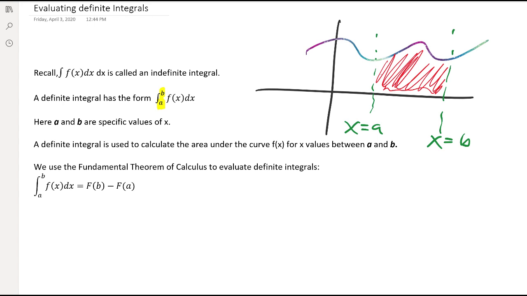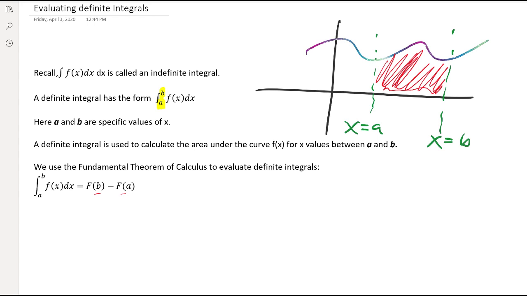So how do you evaluate this integral? We're going to use something called the fundamental theorem of calculus. It says you integrate and come up with your antiderivative. Then you evaluate your antiderivative by plugging in the upper bound, and then you subtract away what you get when you plug the lower bound into your antiderivative.